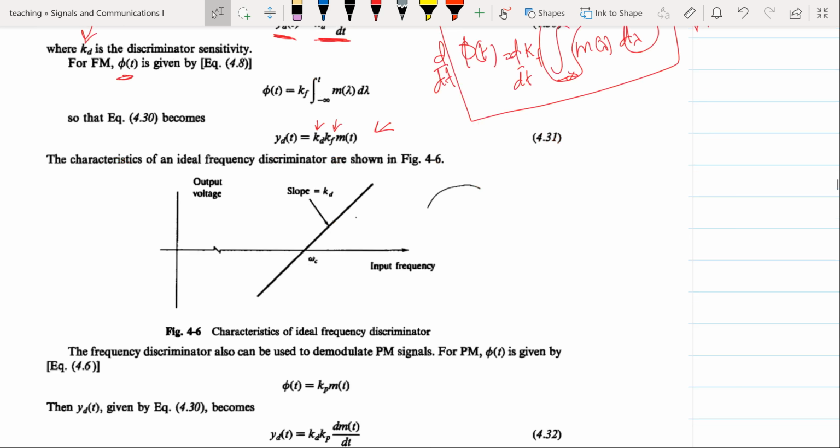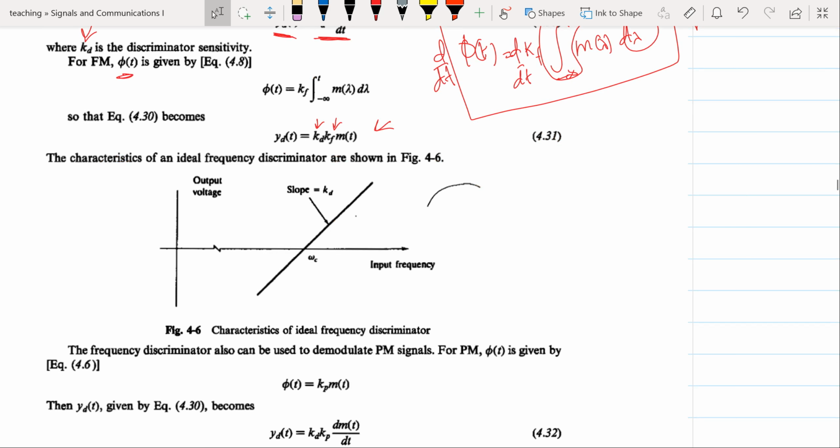We now see that the characteristics of an ideal discriminator are shown in figure 4.6, whereby the characteristic, which is a function of y_d(t), is a straight line defined by a slope of k_D, varying with respect to the angular frequency of the input signal, omega c.